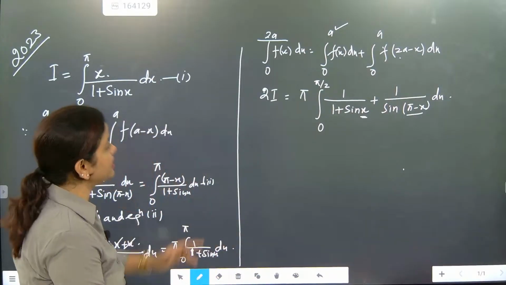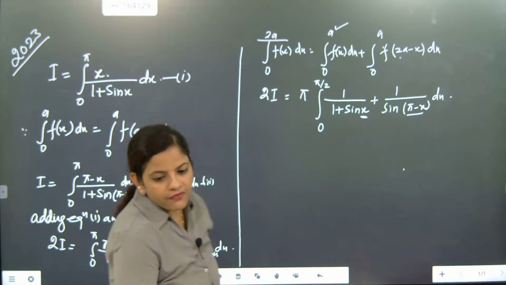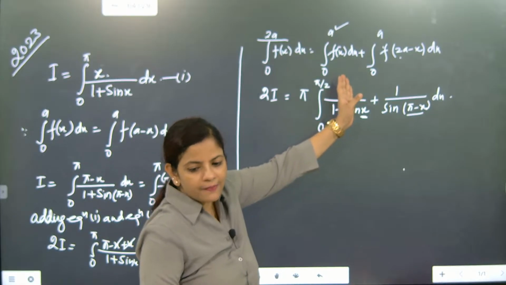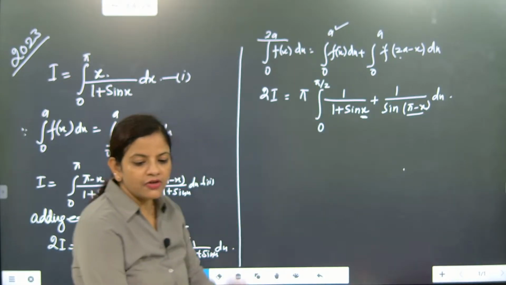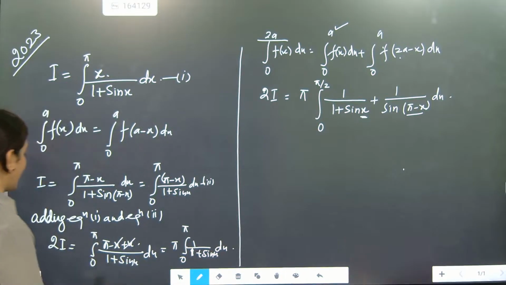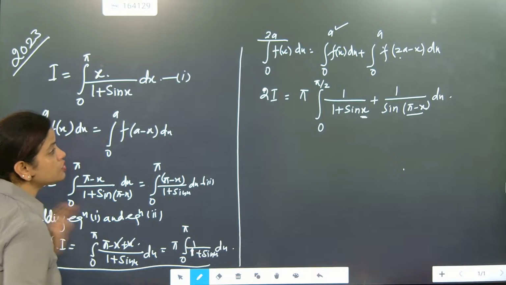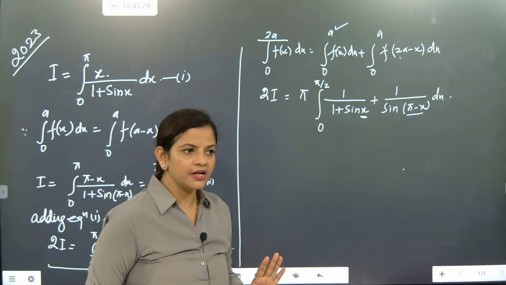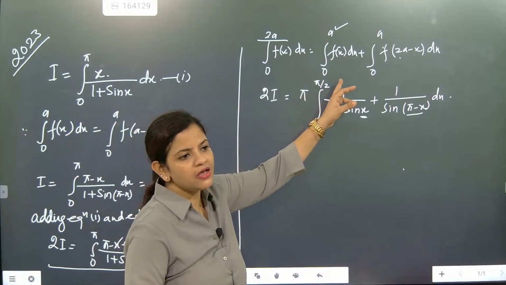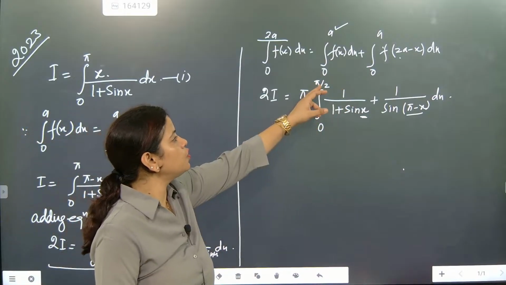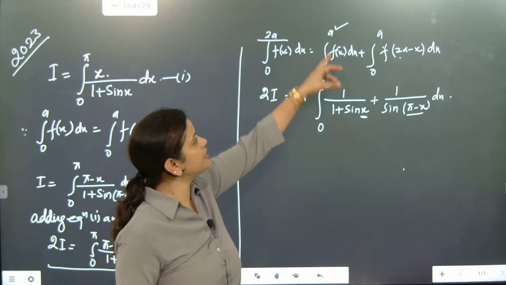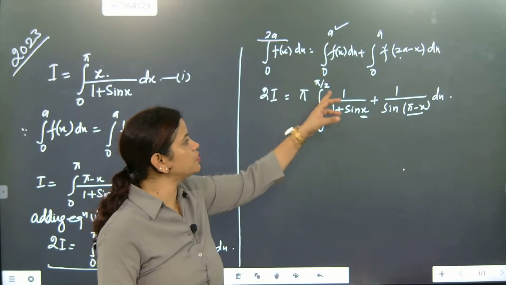One property is there, that is 0 to 2a. When you take the upper limit as 2a and use this formula, it will become a only, beta. The formula part will become a. So after getting this part, we used this formula. When we use this formula, instead of pi, it became pi by 2, and this is 0 to pi by 2. Here it was 0 to pi. Now after application, it becomes 0 to a, so it will become 0 to pi by 2.